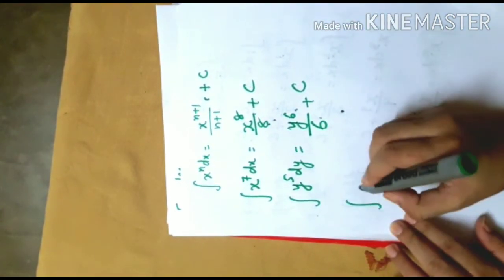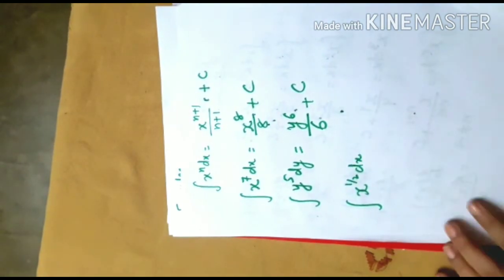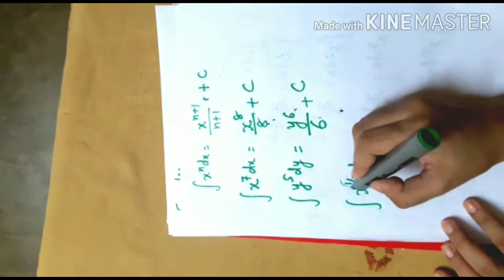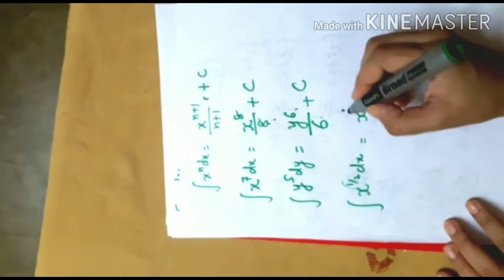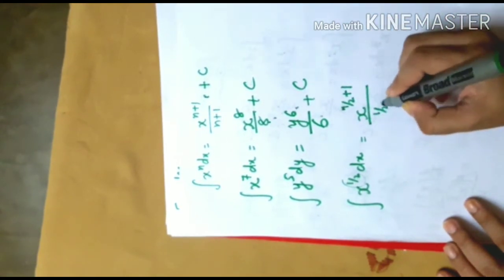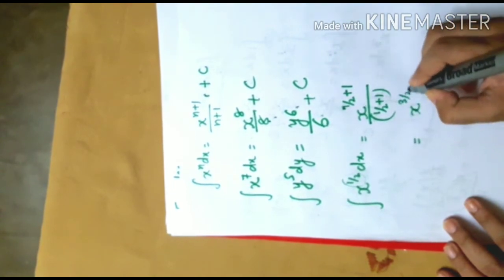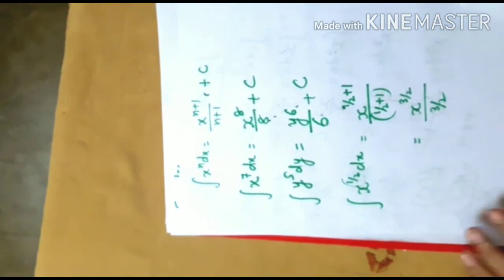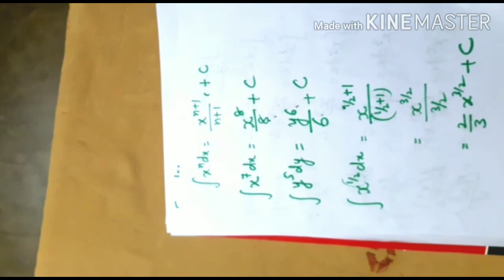Similarly, integral of x raised to the power 1 by 2 dx. It is of this form, role of n is being played by 1 by 2. So it will be x raised to the power 1 by 2 plus 1 divided by 1 by 2 plus 1. That is x raised to the power 3 by 2 over 3 by 2. So that will give you 2 by 3 into x raised to the power 3 by 2 plus c.